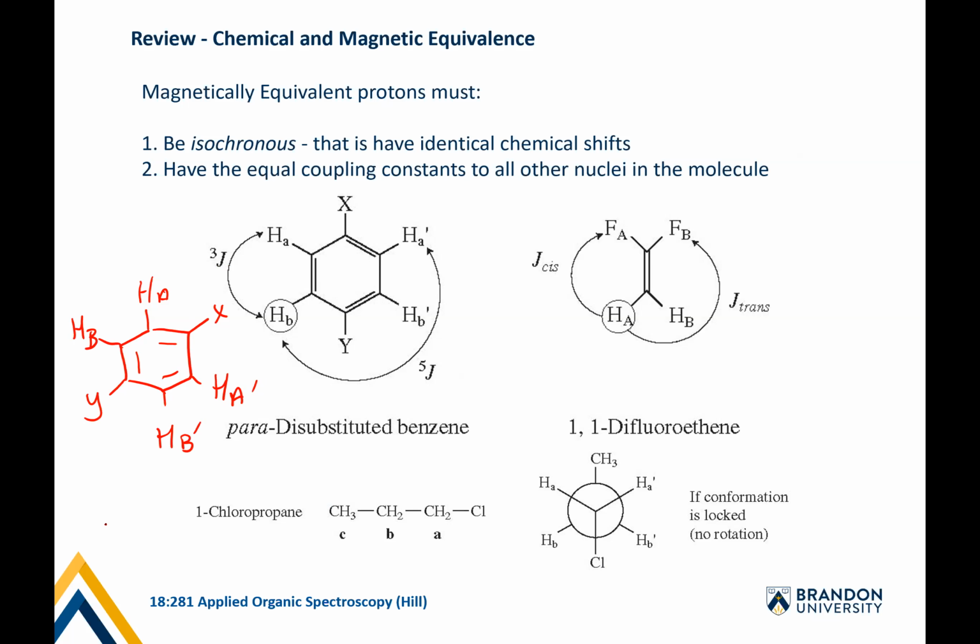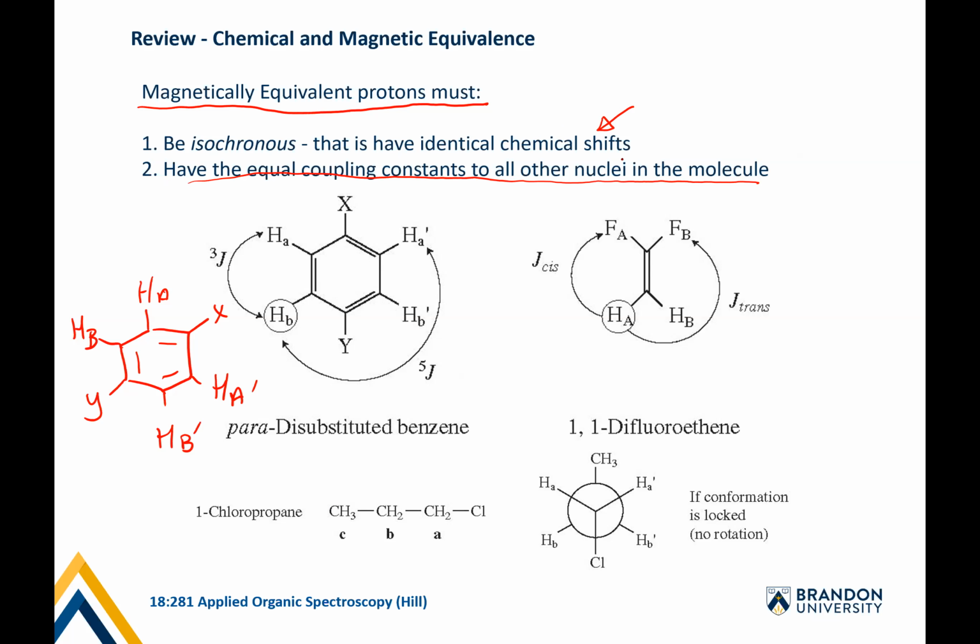Basically, because of the long-range coupling, it makes HA and HA primed not magnetically equivalent. So to be magnetically equivalent, protons must be isosynchronous, so they have identical chemical shifts. That's typically not a problem. But the second part sometimes is: have equal coupling constants to all other nuclei in the molecule. This is where the problem arises.